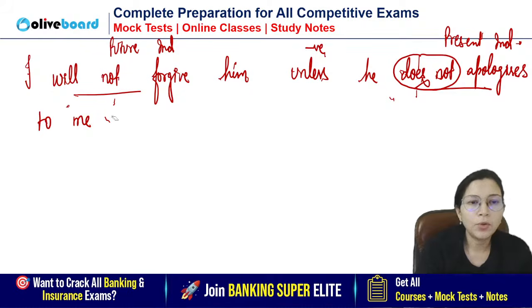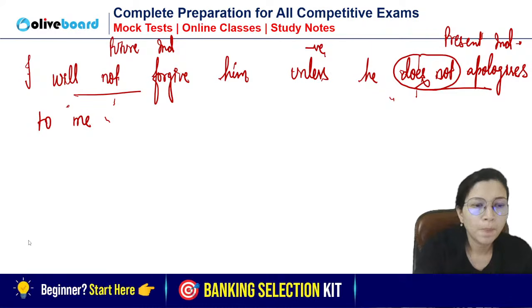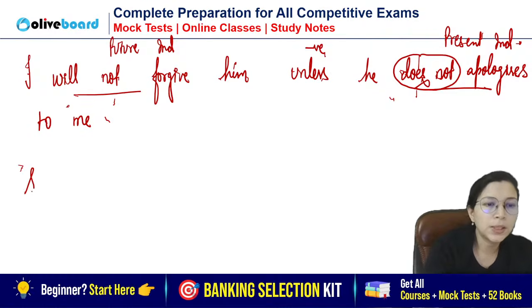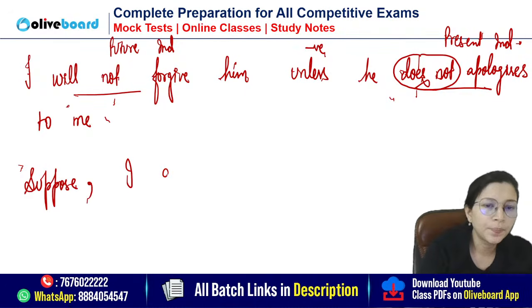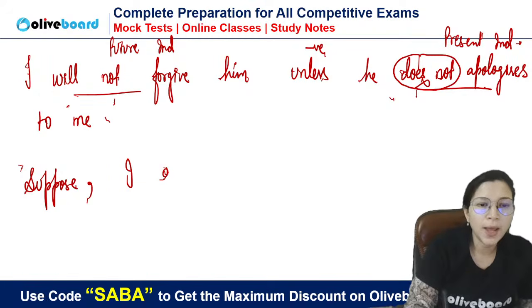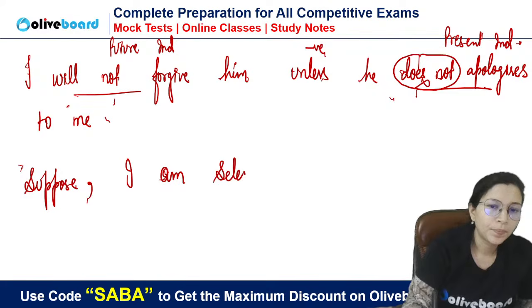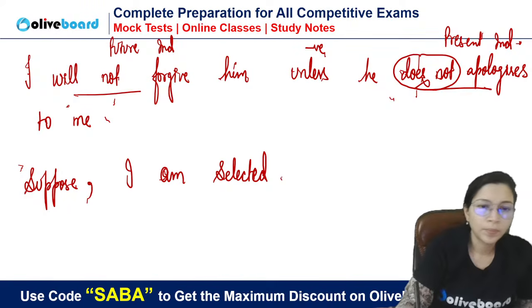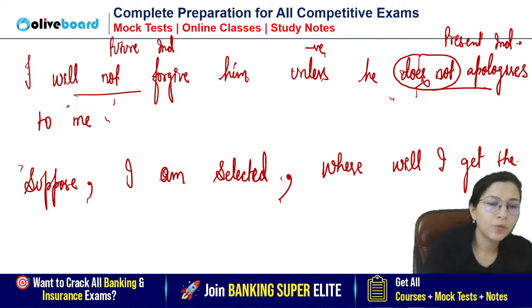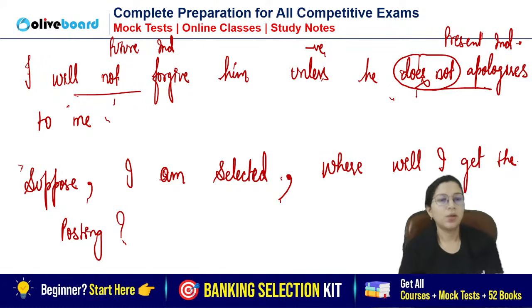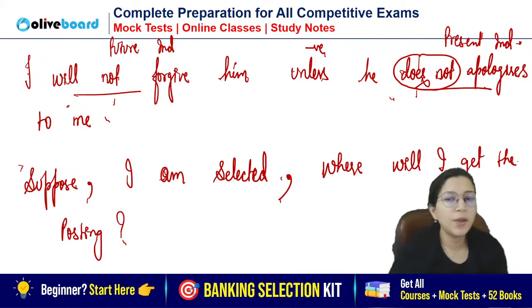Now, last example I'm going to give you. Suppose. Suppose also carries conditional sense. Okay. Suppose I am selected. Where will I get the joining? Where will I get the posting? Yes, yellow. Superfluous error does not. Suppose I am selected, where will I get the posting?